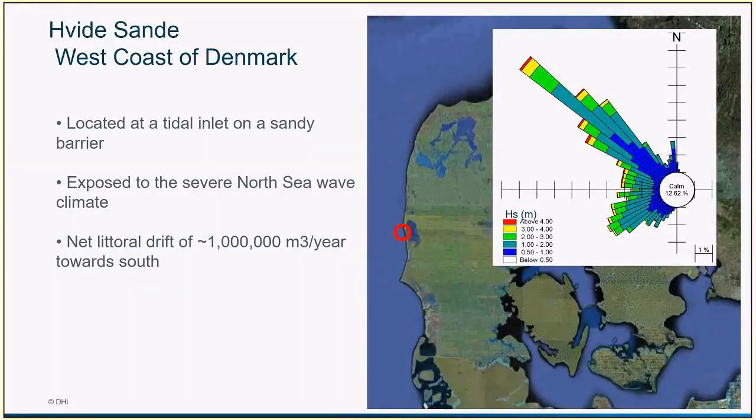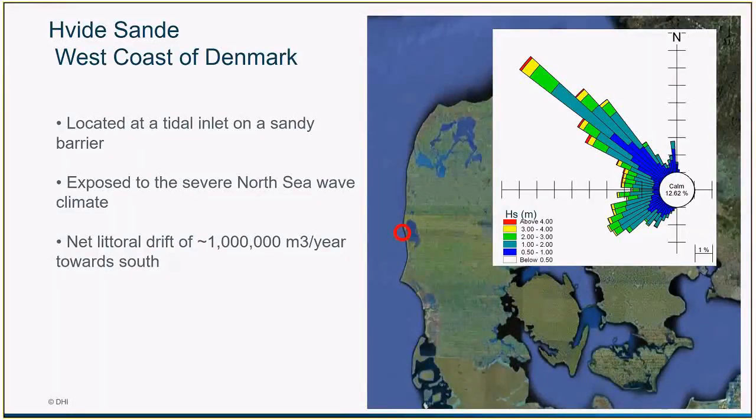So we can easily recognize Denmark again. We are not located on the islands as Copenhagen, but now we're looking at a site which is located on the North Sea, called Hvide Sande, on the west coast of Denmark. It's highlighted by the red circle. And this harbor town is located at a tidal inlet on the barrier.